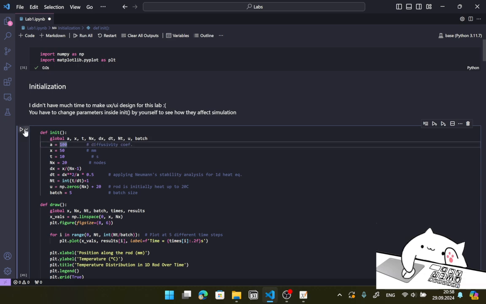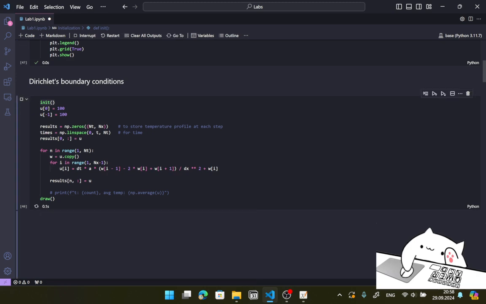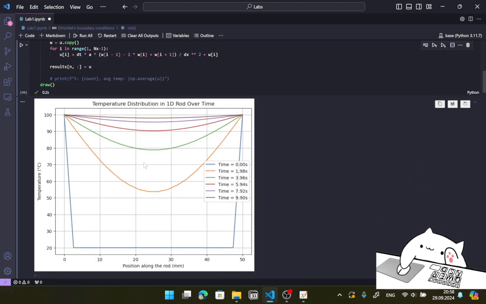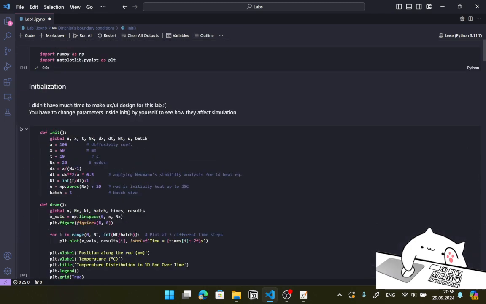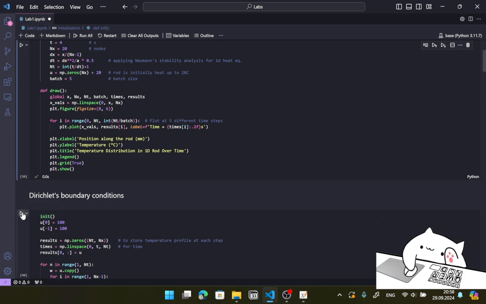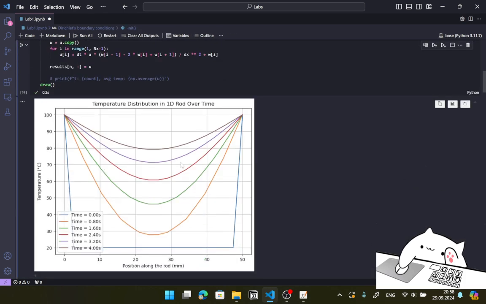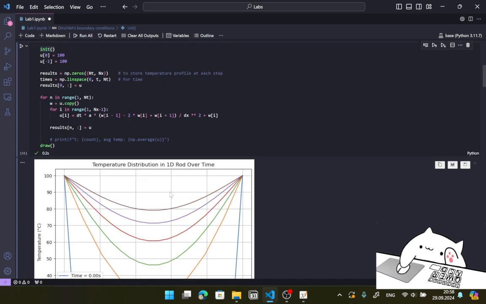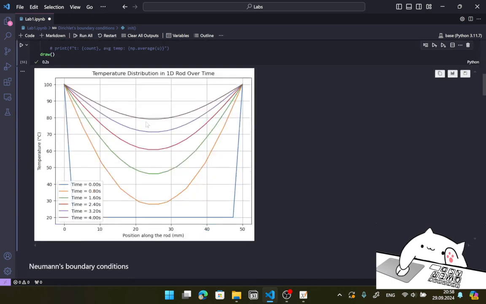Let's see at low diffusivity. Oh, again I gave too much time. Okay, let's return to 4 seconds. You see, lower diffusivity, lower is the distribution of heat, and this was the Dirichlet boundary conditions.